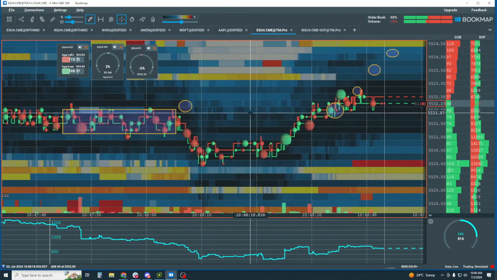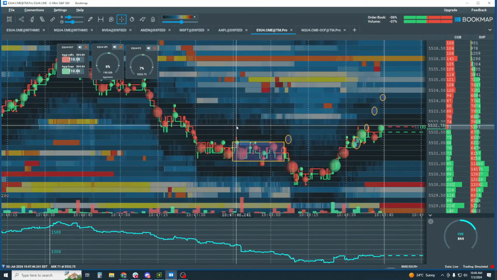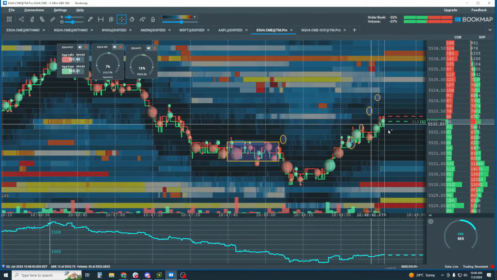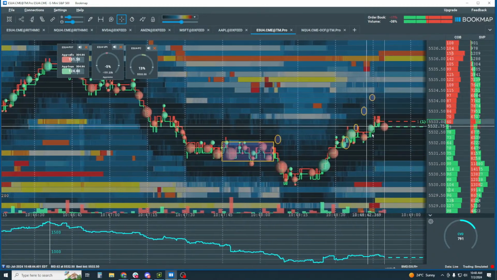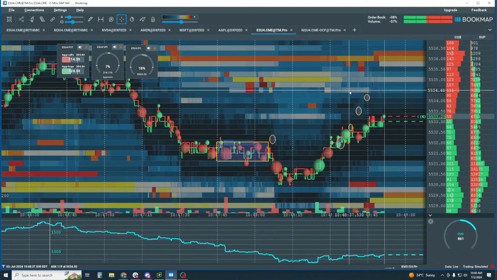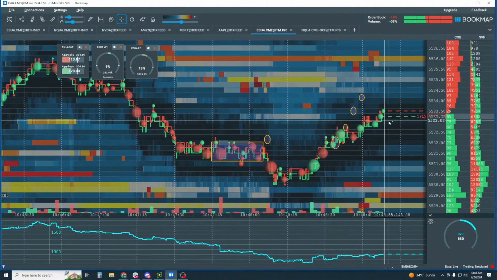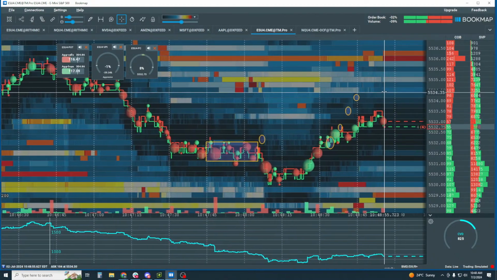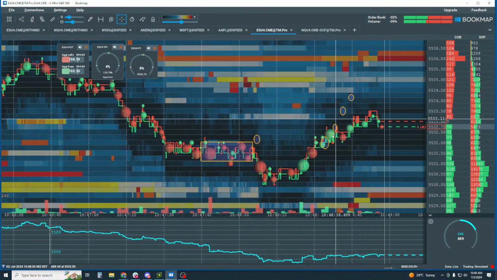Okay, 34.5, right? So this is what we'd look for. They're pulling. We're finding buyers, so we're looking for these buyers to reach the sellers up in here.